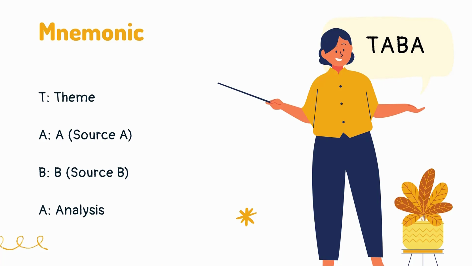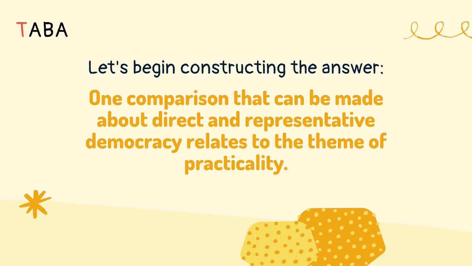We could use the mnemonic TABA, T-A-B-A, to help us remember this structure, where T stands for theme, A stands for source A, B stands for source B, and A stands for analysis. So let's begin constructing the answer. One comparison that can be made about direct and representative democracy relates to the theme of practicality.